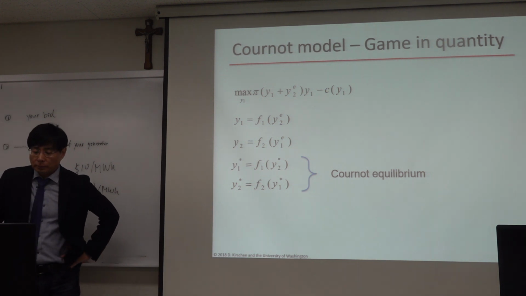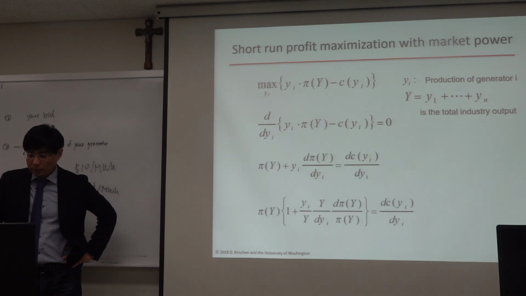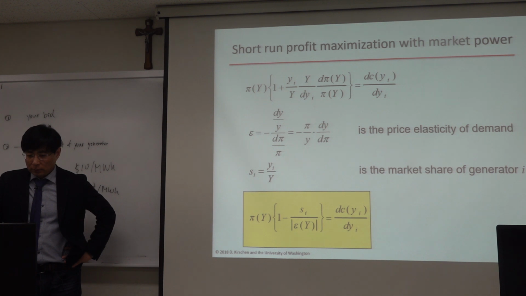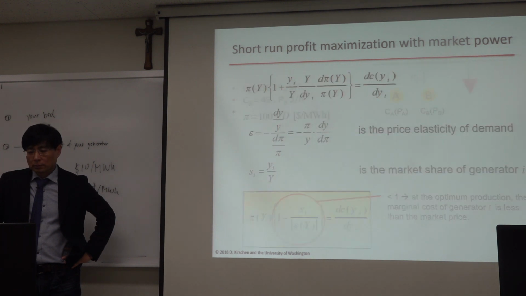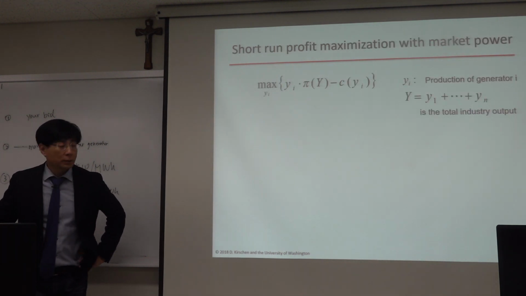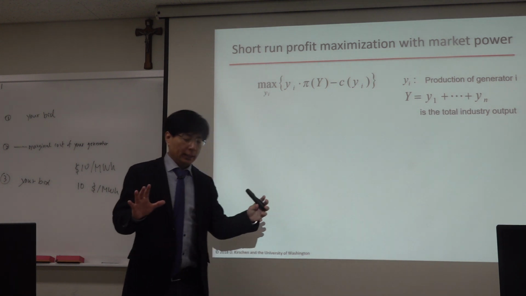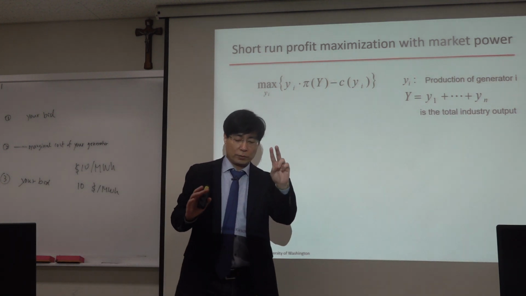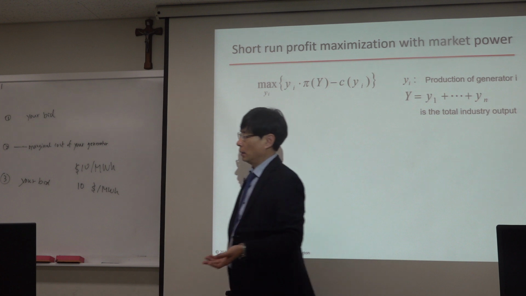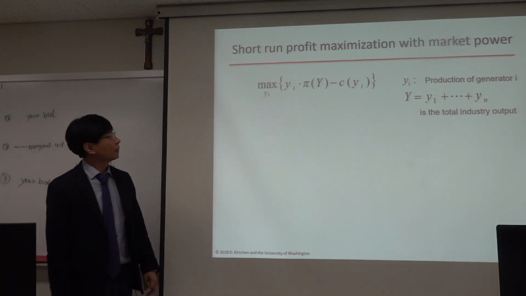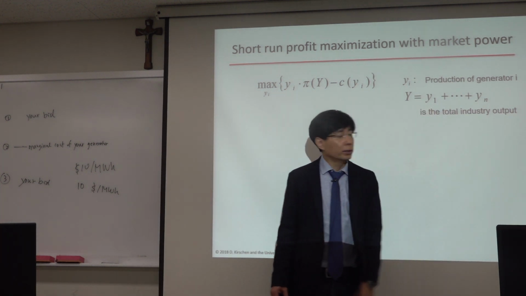Now, a simple model. For simplicity, we focus on short-run profit maximization with market power. Here we have n firms, but just for simplicity, let's assume we have only two firms, two generators. So this is what we discussed, and Y1 plus Y2 is the total industry output.